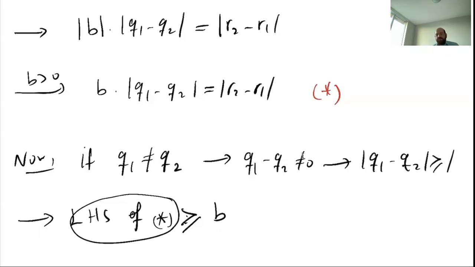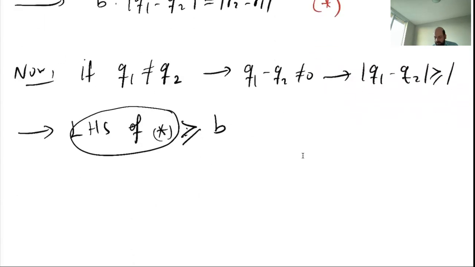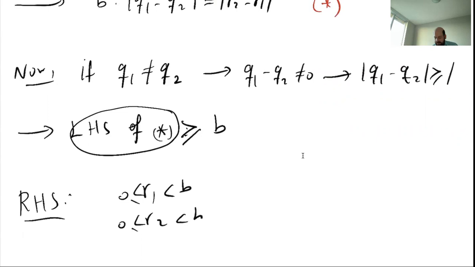What about the right-hand side? What do I know about the right-hand side? I know that R1 is bigger than or equal to 0, less than B, and R2 is bigger than or equal to 0, less than B. So what can I say about R1 minus R2?